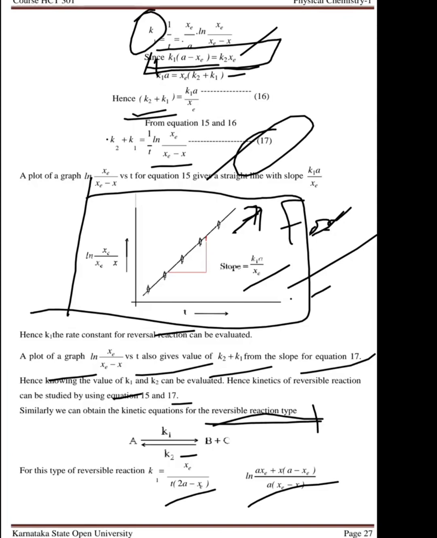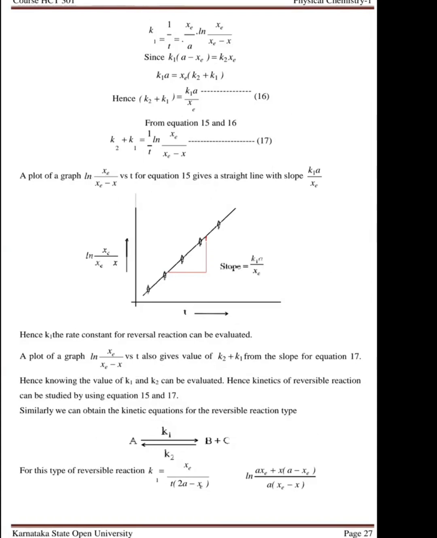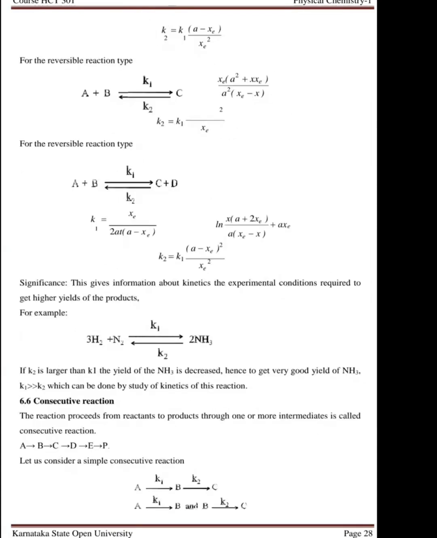So X is the amount of A converted to B, the amount which is converted into the product. It is known as X here. T is the time. Next, K2 can be written as K2 is equal to K1 by (A minus Xc) divided by Xc square. So this is for a reversible reaction.